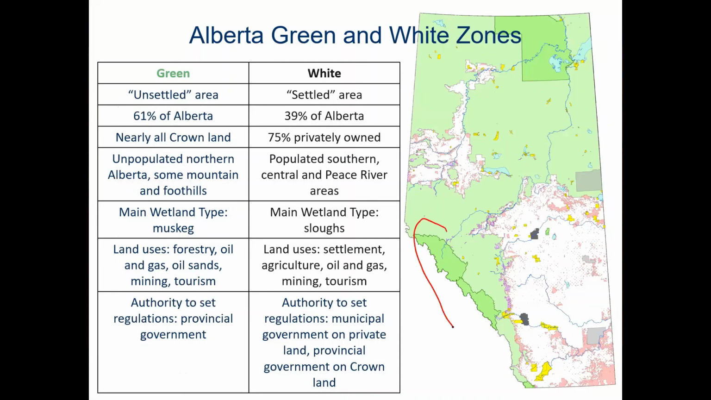These zones here, by the way, these are the national parks, and they're kind of a third category because they're under federal jurisdiction. The white zones are the private, so that includes towns and cities and those kind of things, and a lot of the usage and regulation is also governed by municipal governments. So if you see that kind of language, that's what it's talking about. Green basically means crown land, and white means private and settled.